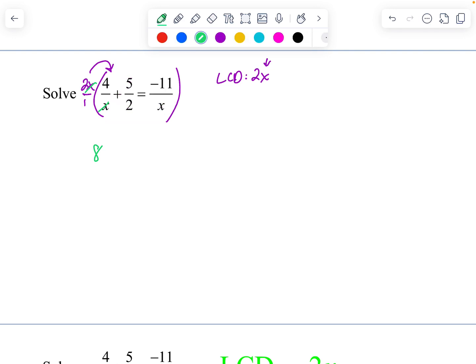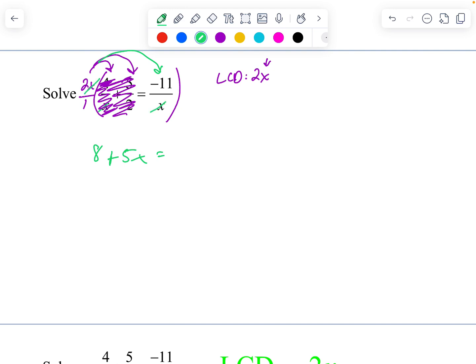We're going to do the same thing. I'm going to multiply 2x over 1 by my second fraction, and my 2's are going to cancel, and I'm going to multiply x times my 5, which is going to be plus 5x. I'm going to do the same thing with my last fraction on the other side of the equation, 2x times negative 11 over x. My x's cancel.